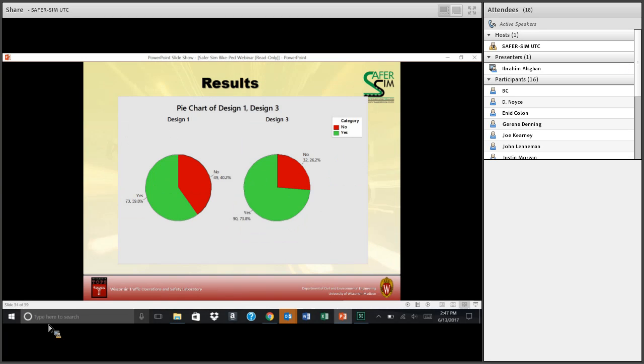For design 1, people who said yes or fully understood the design were almost 60%. On the other side, for design 3, people who understood the design were almost 73.8%, 74%, which is a much higher percentage. If you go next.